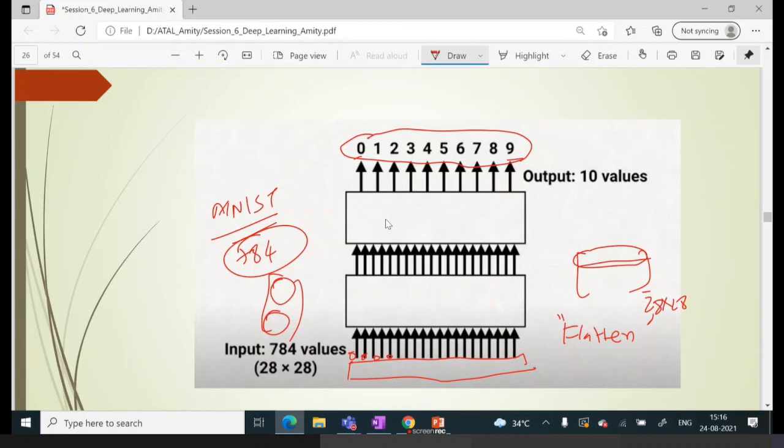For example, if I give an image of 5, then I expect that this particular neuron will fire. That means its value will be higher as compared to other values, right? So this understanding is required, understanding of input as well as output. So now, can anyone answer me?